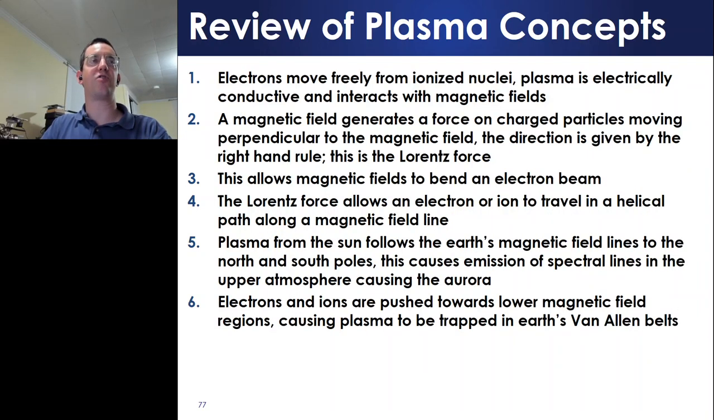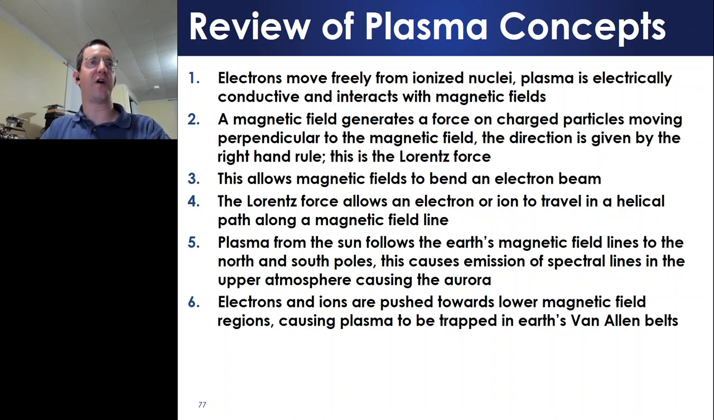Within a plasma, electrons and ions move freely and independently of one another. A plasma is electrically conductive and interacts with magnetic fields. A magnetic field generates a force on a charged particle moving perpendicular to the magnetic field. The direction of the force is given by the right-hand rule. This is the Lorentz force law. This effect allows magnetic fields to bend an electron beam, as illustrated with a Crookes tube. With a sufficiently strong magnetic field, the Lorentz force bends an electron or ion path into a circular orbit. This allows electrons and ions to travel in a helical path along a magnetic field.